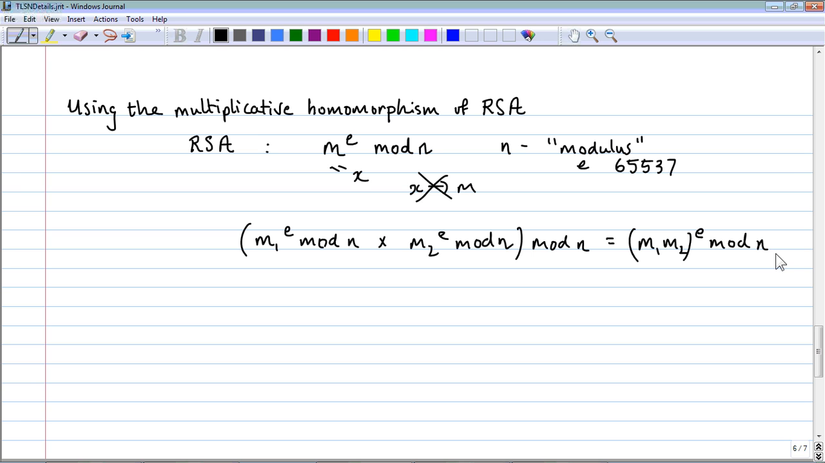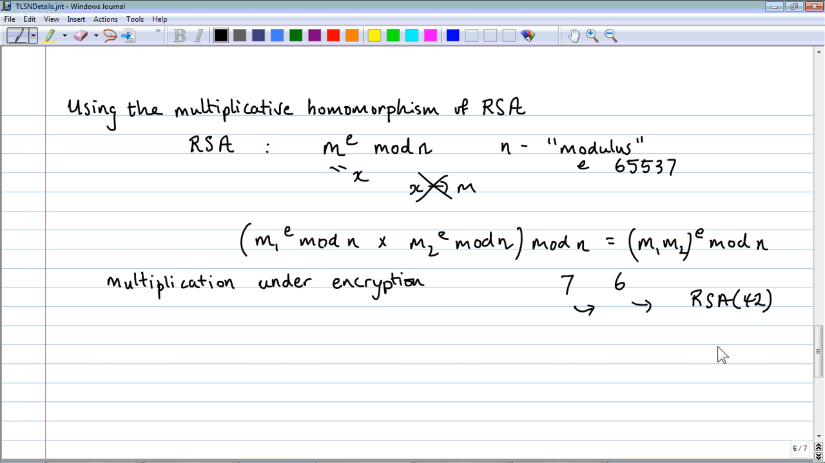But it means that we can perform multiplication under encryption. This is the holy grail of homomorphic encryption. Multiplicative, I meant multiplication, sorry. We can do multiplication under encryption. So in other words, if I've got a number 7 and you've got a number 6, I can send you the encryption of my number 7, and you can combine it with the encryption of your number 6, and you'll get the encryption of 42 without ever knowing what number it was I sent to you.